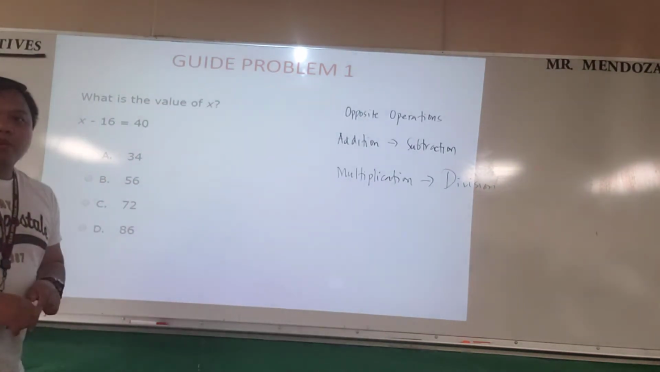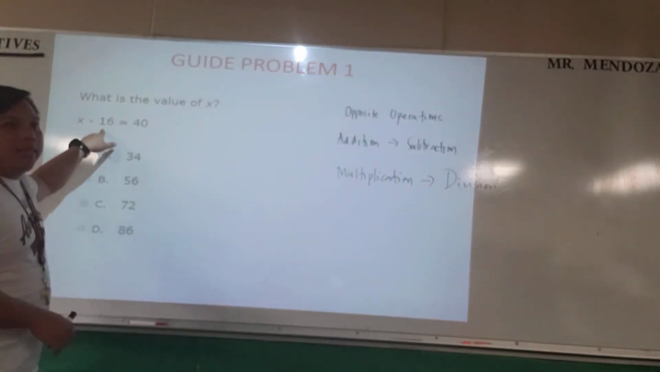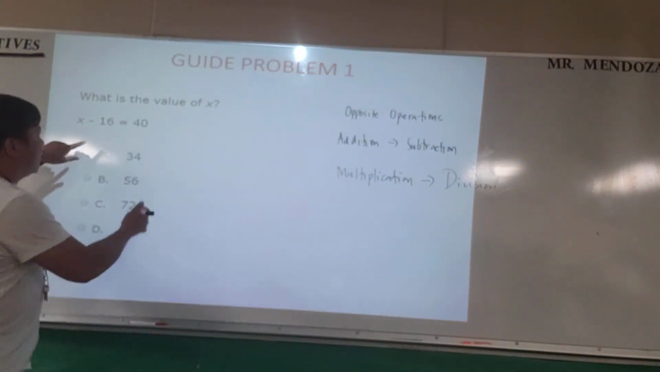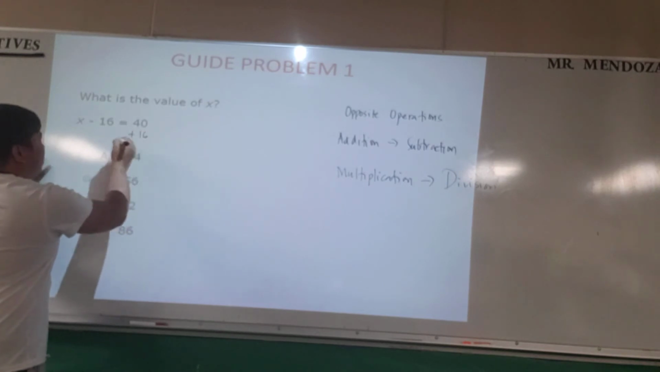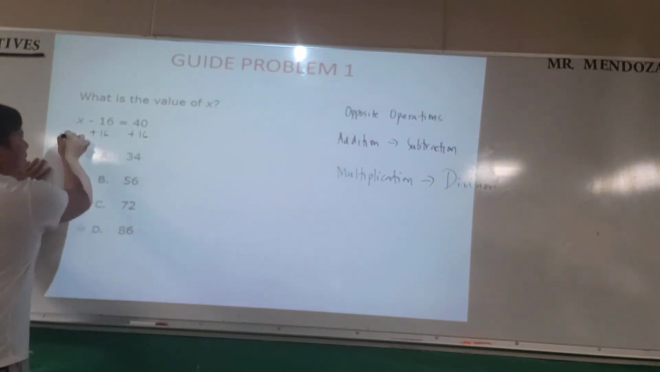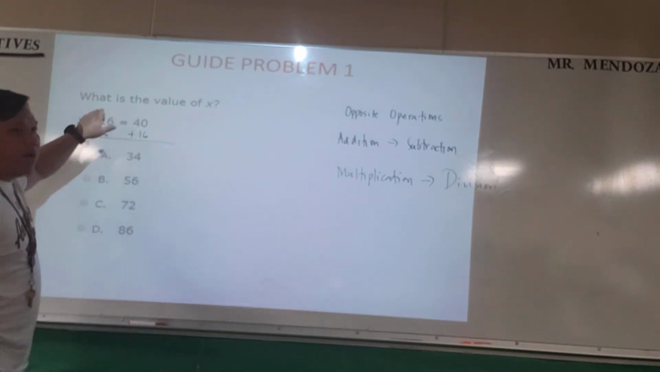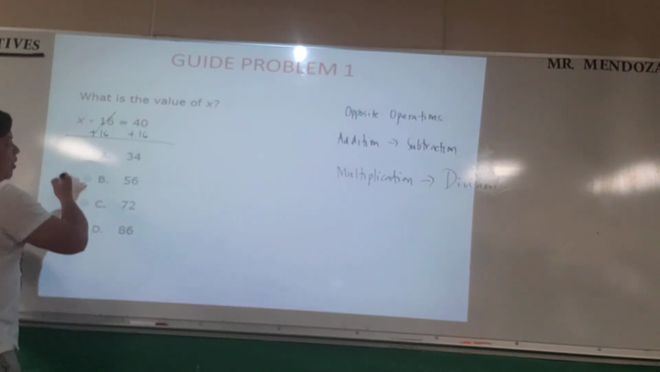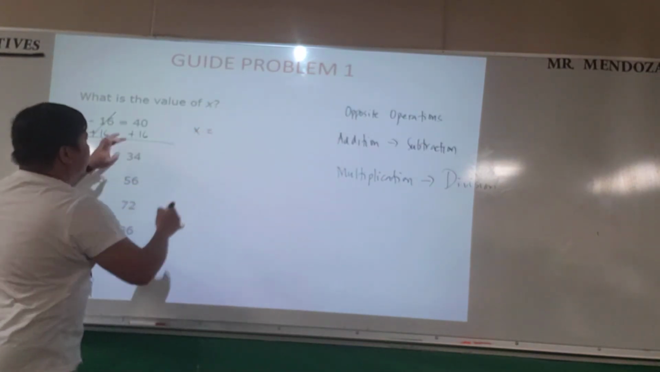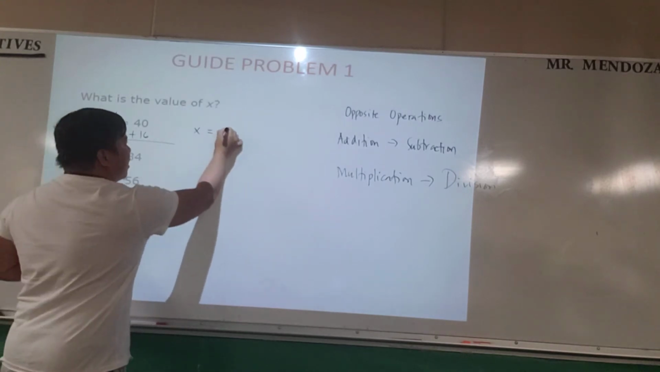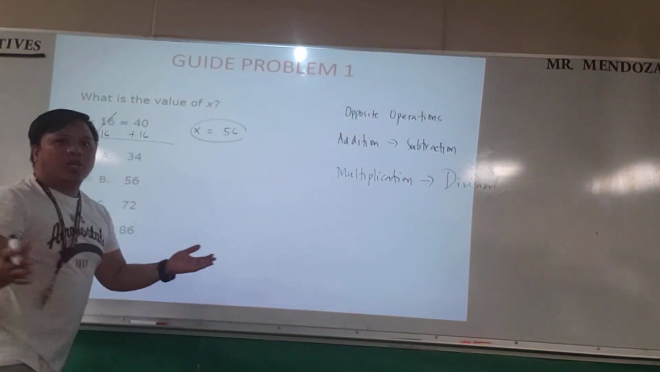So what am I going to add? I'm going to add the opposite of minus 16. So that's going to be plus 16 here, plus 16 here. Makes sense that minus 16 plus 16 is going to be cancelled out. So what's going to be the value of x? 40 plus 16, so that's going to be 56. Quick and easy.